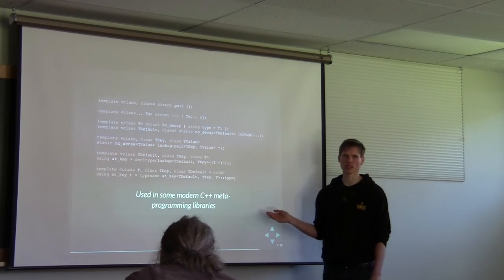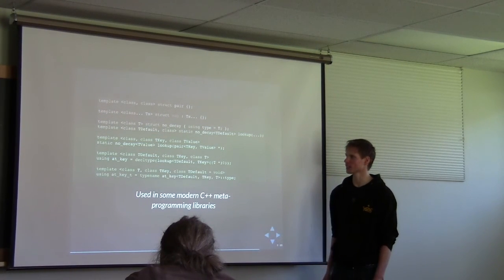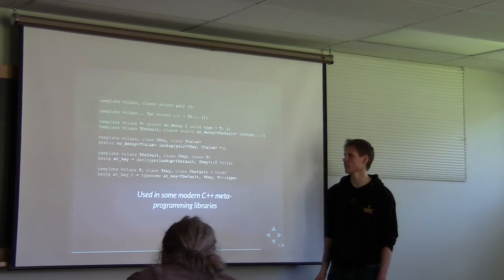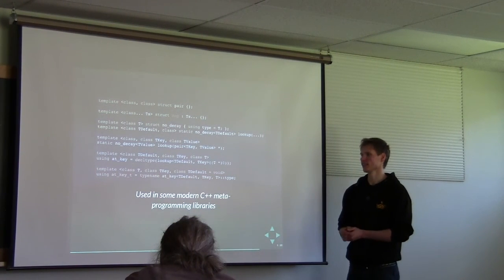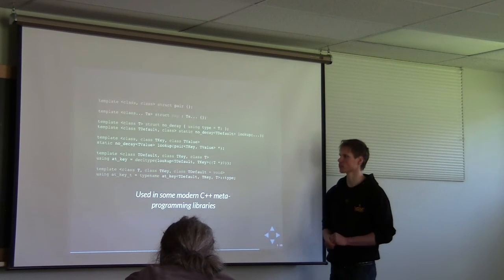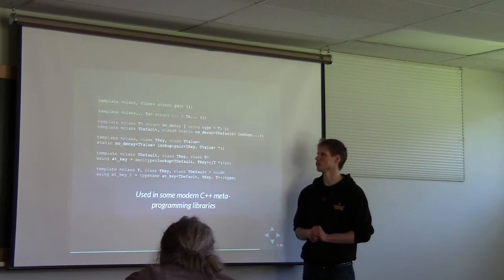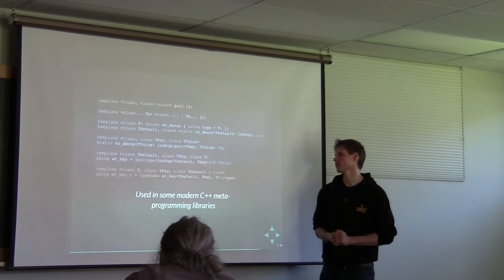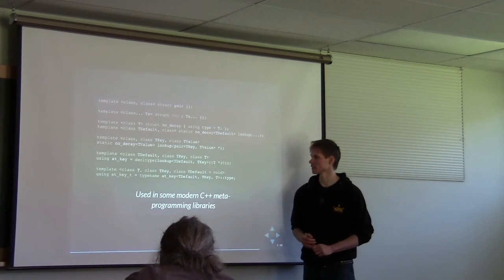A lot of compile-time libraries these days use the same trick in order to get the key from the map. Hana used to use that, however, it's not anymore. They use hash mapping, which is not that fast. But I don't know exactly the reason why they changed that.